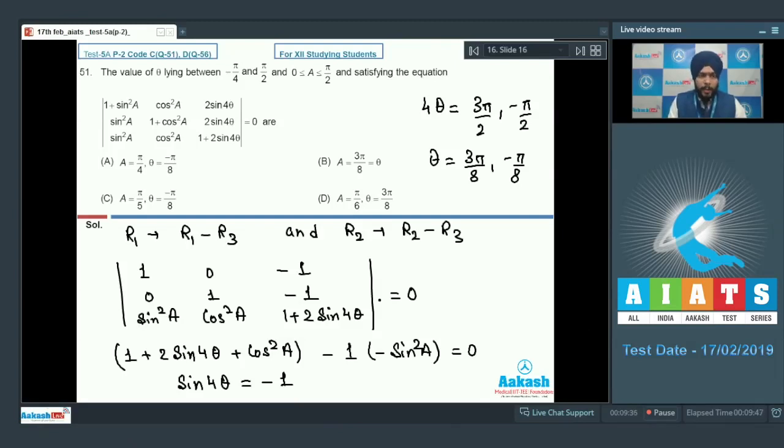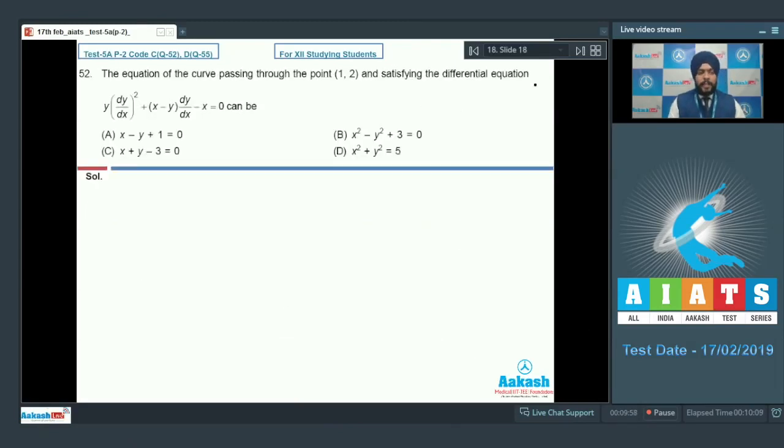Okay. So A equals pi by 4, theta equals minus pi by 8, correct. A equals pi by 4, theta equals 3 pi by 8, correct. A equals pi by 5, any value of A is accepted, theta equals minus pi by 8, correct. A equals pi by 6, any real value, theta equals 3 pi by 8, correct. So all 4 options are correct. A, B, C, D is the right answer. Okay. Let us move on to 52.